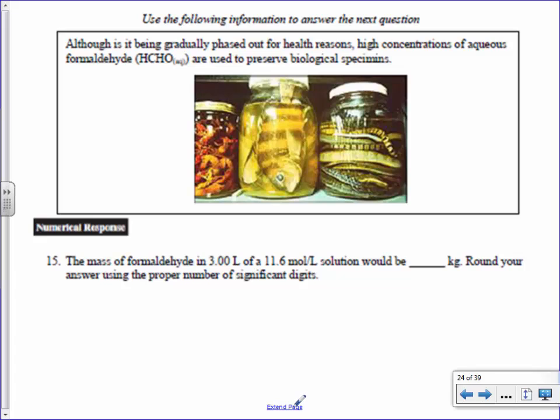Another math question. We're being asked to work with formaldehyde, which I give you its formula up here. And we've got liters and moles per liter, and we're looking for kilograms now. So I would recommend start with something like this. 3 liters times the 11.6 moles per liter. Why did I just randomly choose to do that? Well, I got rid of liters. That's good. What am I left with, though?